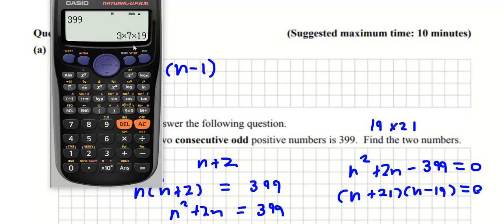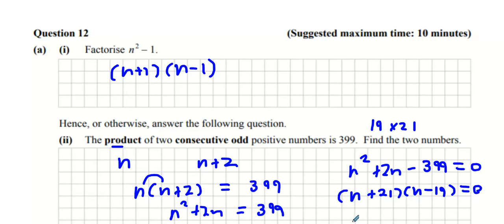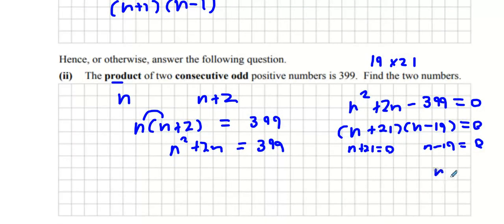3 by 7 by 19, which is 21 by 19, okay? Then you can say that n plus 21 equals 0, n minus 19 equals 0. You can say n equals 19, or n equals minus 21. It can't be minus 21 because it's not allowed. So n equals 19 is your answer.